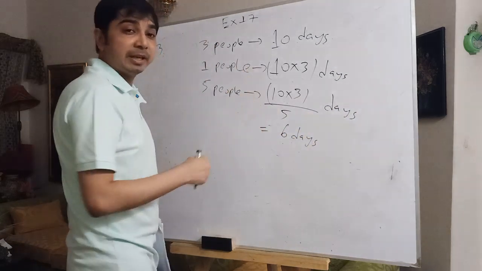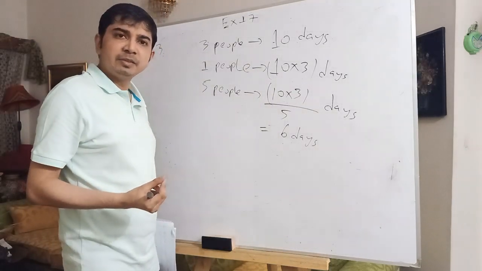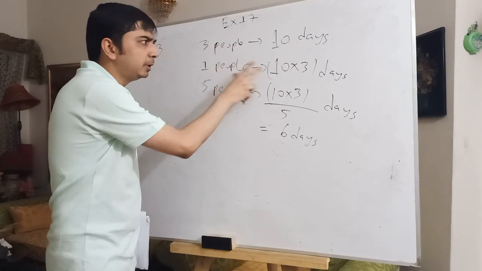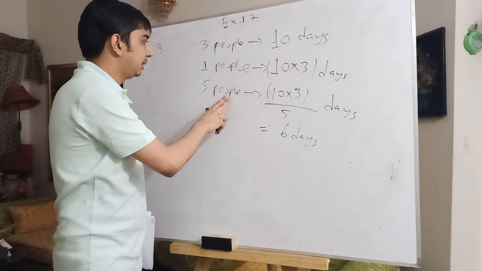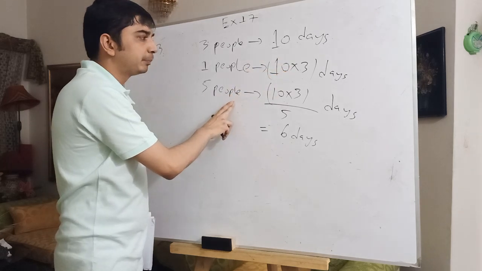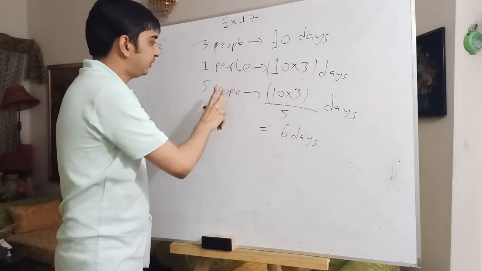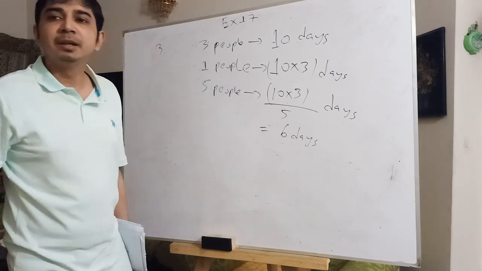So this is actually the case of inverse proportion, because if you have more people working on it, it takes less time. 3 people took 10 days, and 1 person, just one guy, takes more time. Then for 5 people, 1 person takes 30 days, 10 into 3, so 5 people are going to take that divided by 5, because it's going to take less time.